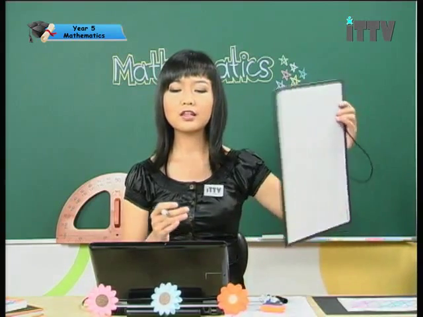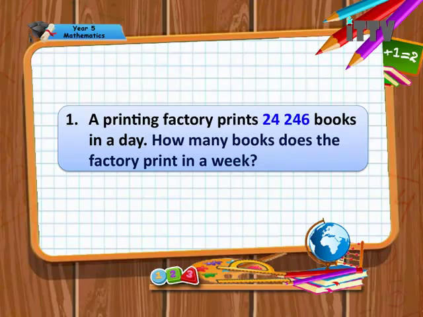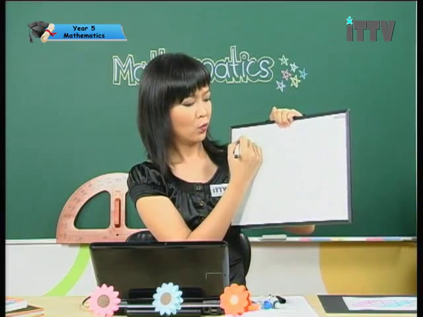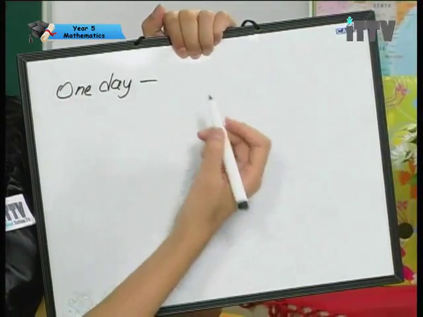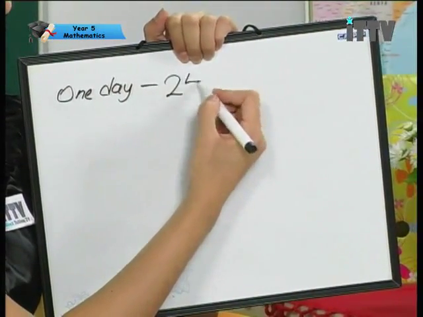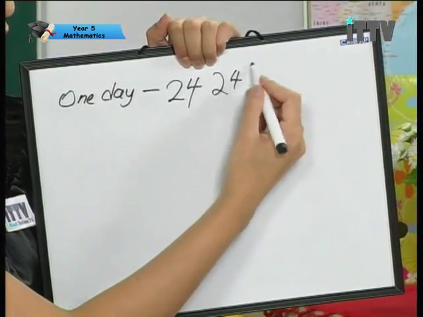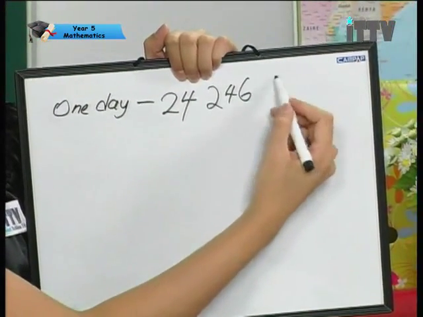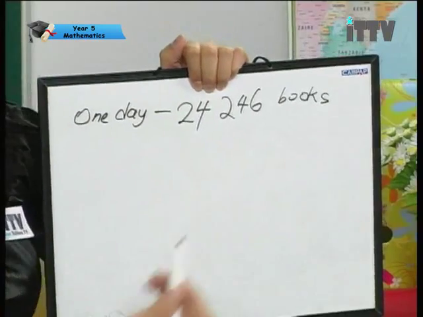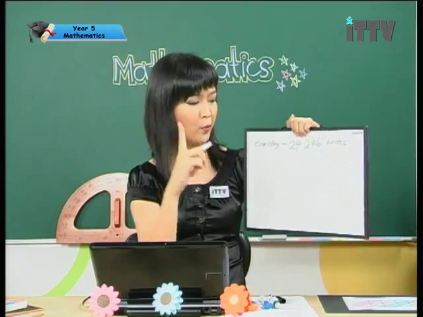Okay, now problem solving, the first step for us to do is to understand the question. Okay, so now it says that the printing factory prints how many books in one day? The printing factory prints, yes, 24,246. Now, I'm going to write it over here in one day. Okay, printing factory prints 24,246 books. The question wants us to find how many books are printed in 1 week.